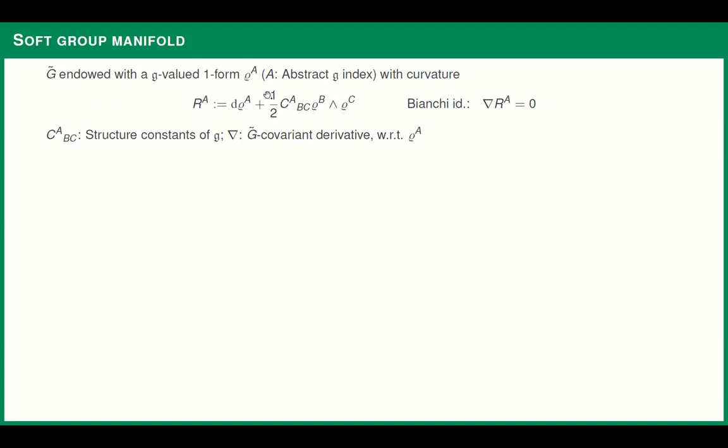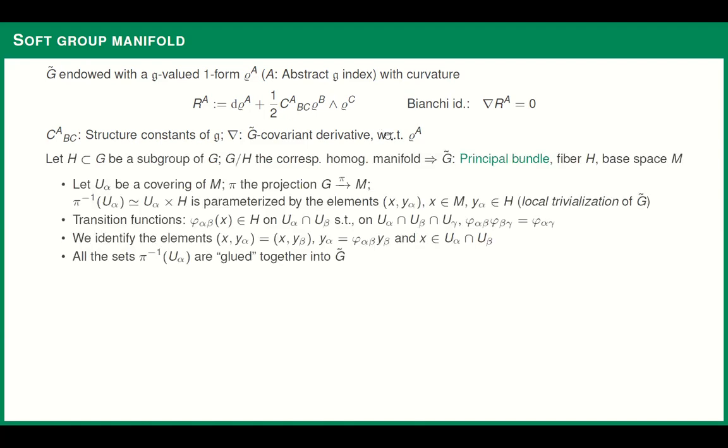And it is endowed with those one-forms, which are G-valued. So in the algebraic structure, those are the associated curvatures. They obey the Bianchi identities, where these C^A_BC are just the structure constants of the Lie algebra, superalgebra. And in the Bianchi identities, we have this derivative that is the covariant derivative associated with the soft group manifold, and it is taken with respect to this one-form field.